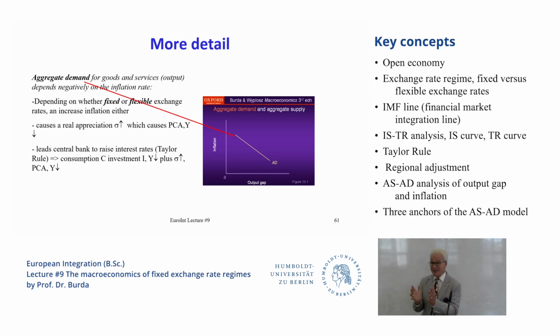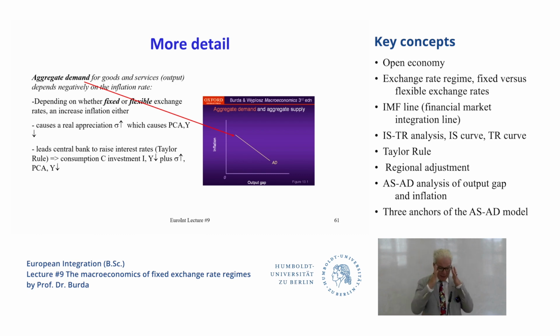Okay, so again, as in IS-TR, the regime is crucial. It depends on whether we have flexible or fixed exchange rates, because if you have flexible exchange rates, the effect of inflation on aggregate demand will be different than if you have fixed exchange rates. If you have fixed exchange rates, an increase in inflation means immediately that the real value of your exchange rate changes. Your goods become more expensive. Foreign goods relative to yours become cheaper. So sigma, the real exchange rate, changes immediately. So that would say that under fixed exchange rates, you've got a negative slope for the AD curve automatically.